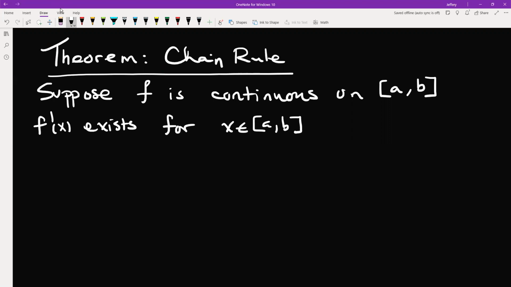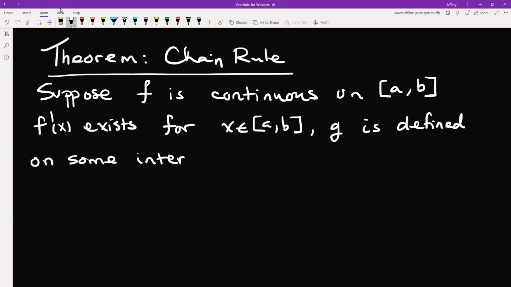Okay, and now we're going to talk about another function called g. Okay, so f is continuous on the closed interval from A to B. F prime of x exists in the interval. Now we're going to say g is defined on some interval. We're going to call it I. That's what Rudin calls it.